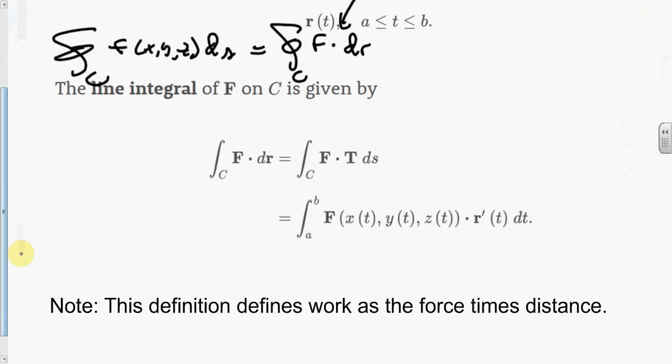This representation of the line integral using a vector field F as some force times the so-called displacement of the particle that's moving along some path gives us work. That's cool.